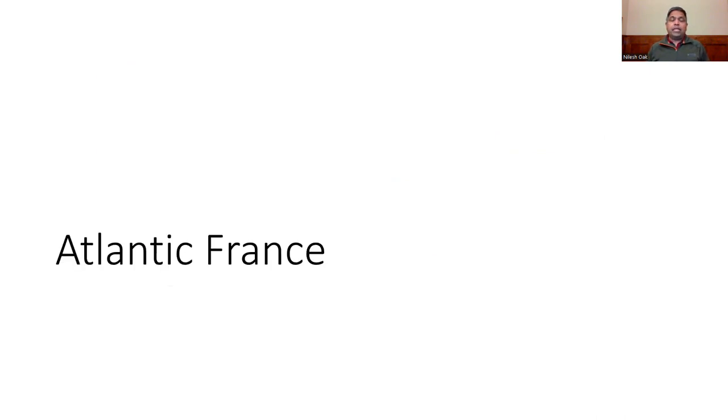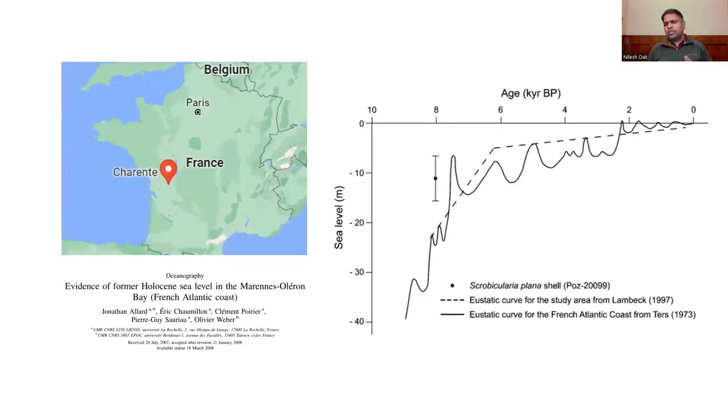Okay, let's look at the Atlantic coast of France. Again, a somewhat similar situation. What is that river? I don't know how to say that in French, but the Charente or whatever that river is. That is the area also, with a river flowing there and meeting the Atlantic Ocean. And that's where this data comes from. Two different sets of data from more or less the same area.